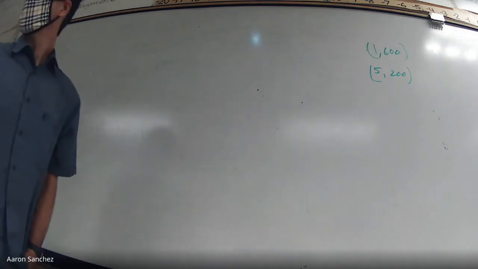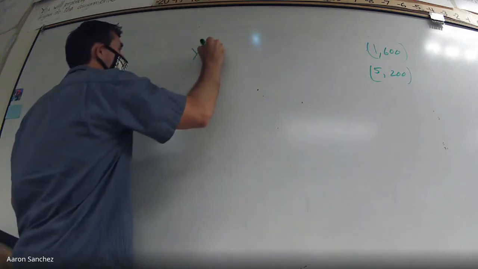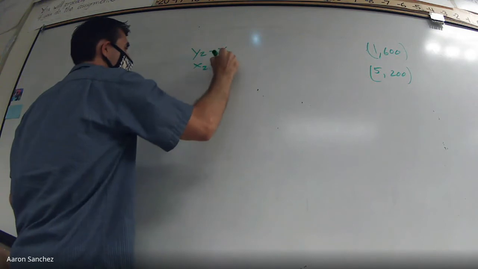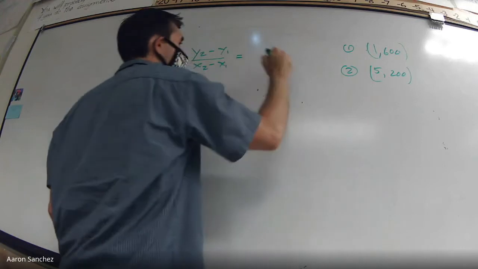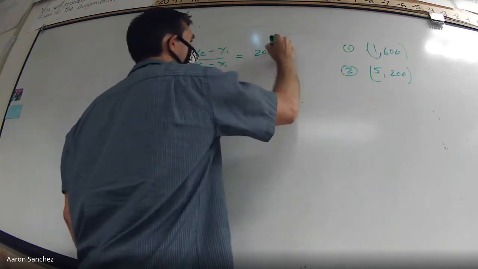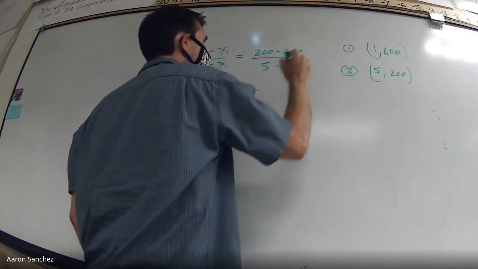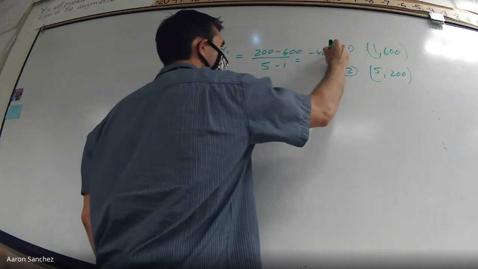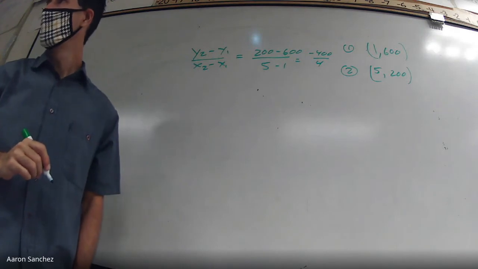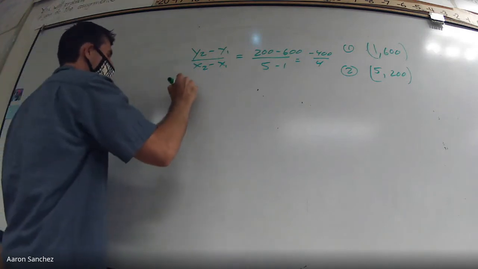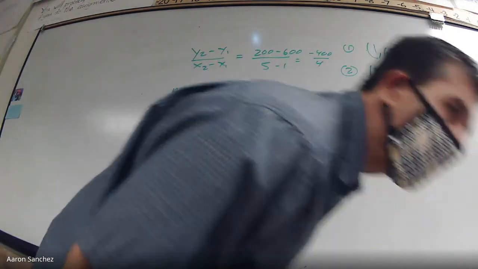So, first thing we need to do is figure out the slope. y2 minus y1 over x2 minus x1. Let's call this point 1 and this point 2. y2, 200 minus y1, 600 over x2, 5 minus 1. 200 minus 600 is negative 400. 5 minus 1 is 4. Negative 400 divided by 4 is negative 100. So my slope is negative 100, right?